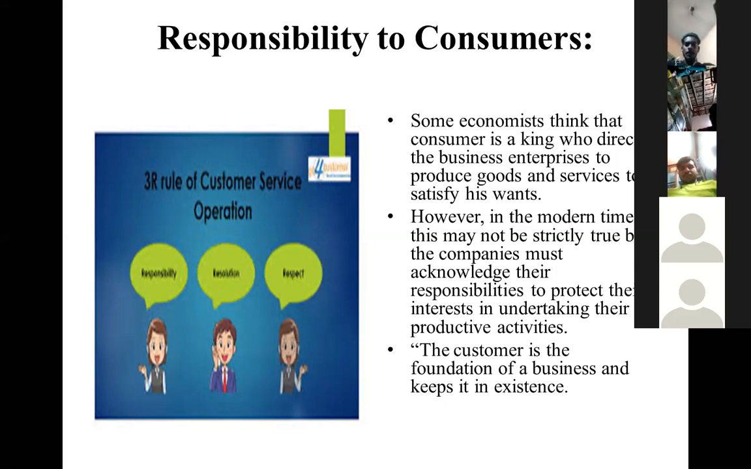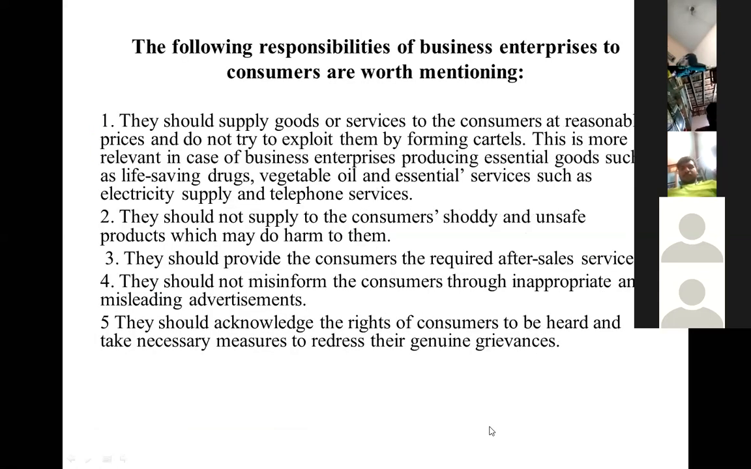Okay, there are some concepts. On this screen you can see there are certain responsibilities that the business enterprise should follow. First, they should supply goods or services to the customers at reasonable prices.